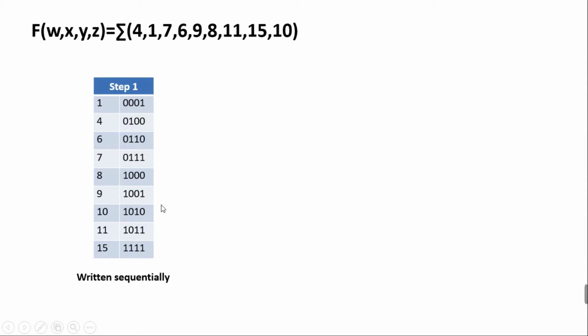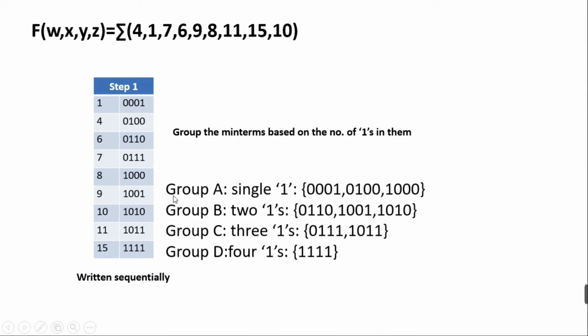From this step, now we're going to group those binary numbers based upon the number of ones in them. We can see that from these numbers we can create 4 different groups: Group A, B, C, and D. Group A indicates those numbers which have only 1 one in them. For group B there are 2 ones in them, for group C there are 3 ones in them, and for group D there are 4 ones in them.